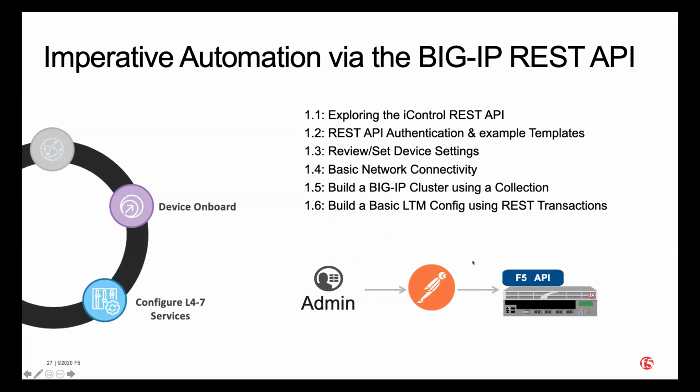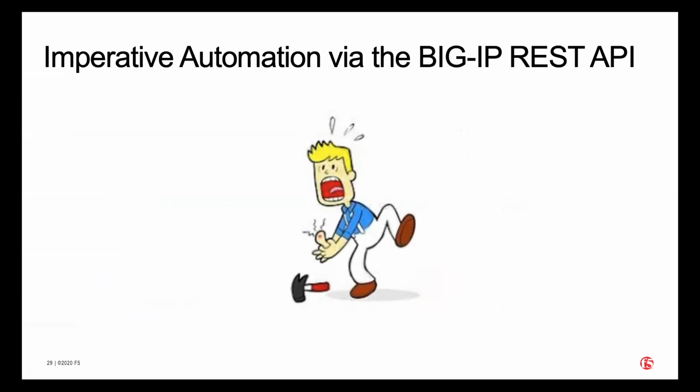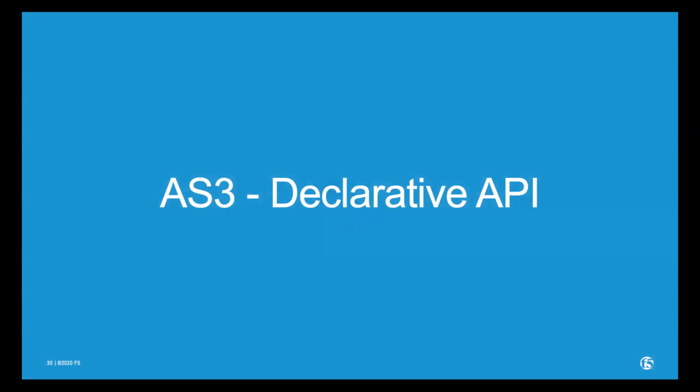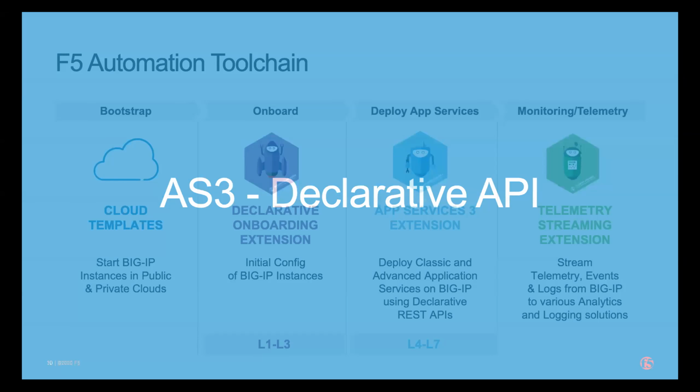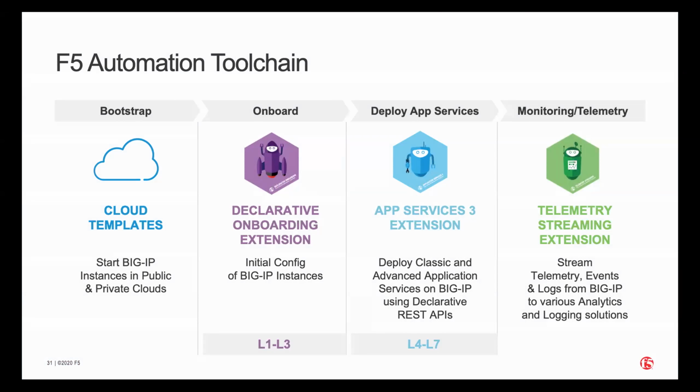All right, cool. So you guys have learned through experience that imperative automation can still require domain-specific knowledge and is still tedious. And so this is where declarative APIs really start to shine. F5 is taking a declarative approach to automation, and we have an automation toolchain, which is a set of open source automation tools.